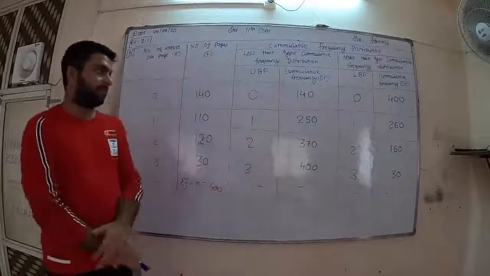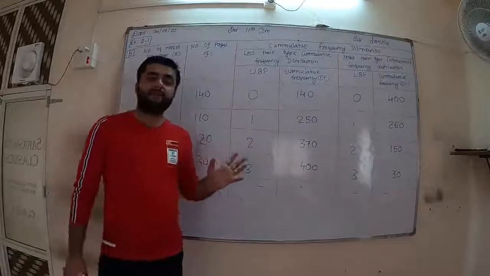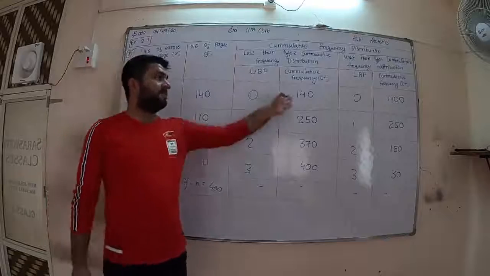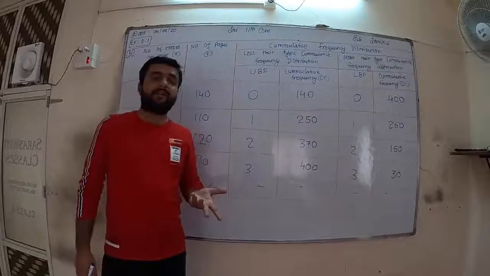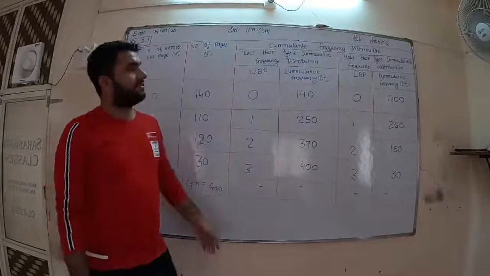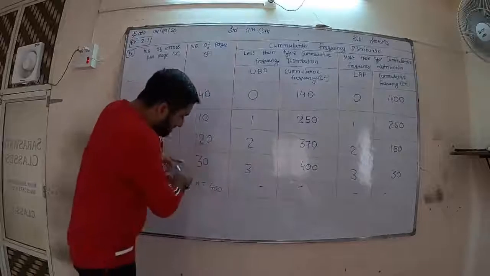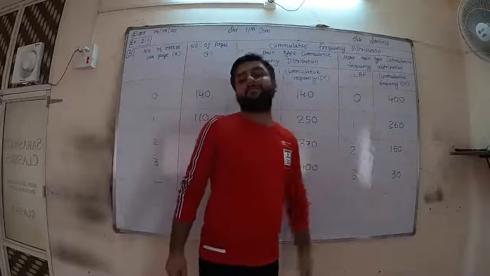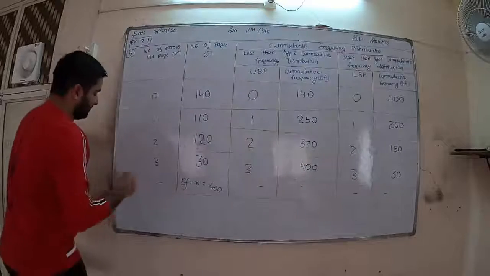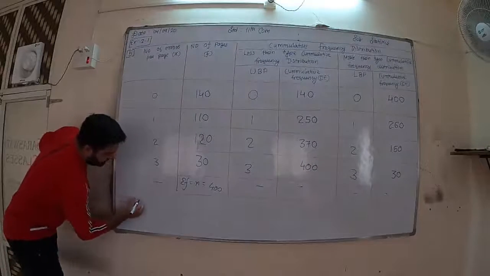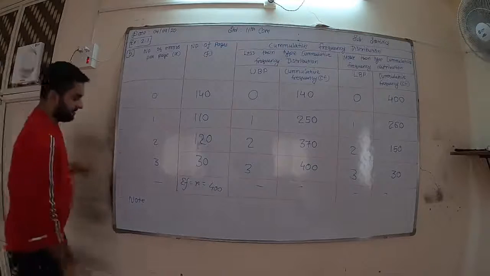Okay, now one more thing. In discrete data, the first frequency will be the first cumulative frequency for less than type, while in the more than type, the last frequency will be the last cumulative frequency. You can note the last frequency is 30 and last cumulative frequency is also 30. So after this sum, one more note is to be written for understanding.